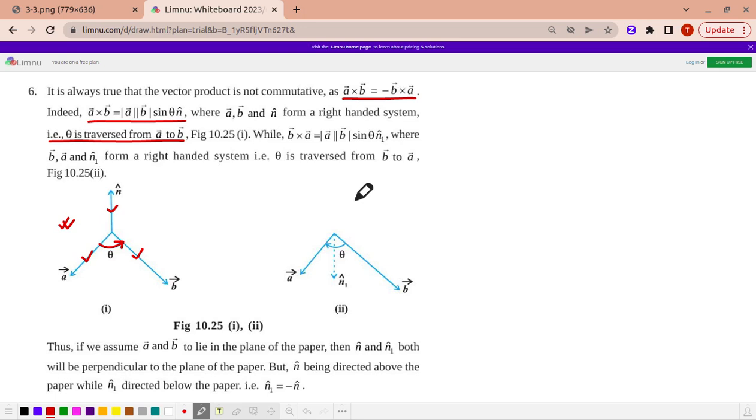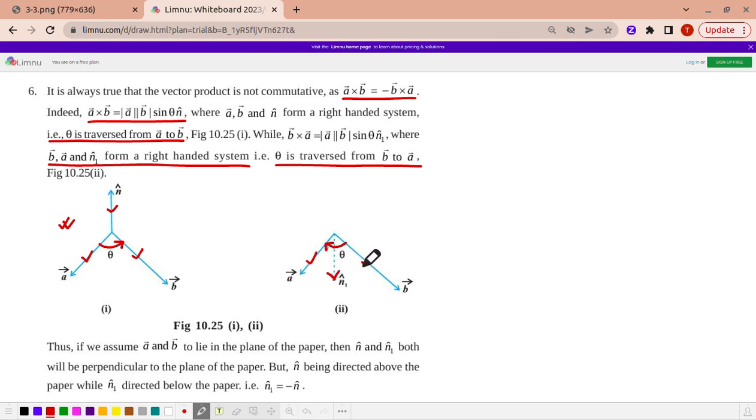Where B vector, A vector and n1 vector form a right handed system. So, here what is the right handed system? And theta is traversed from B towards A. That means theta is traversed from B towards A. Why? Because this is the vector B, this is the vector A, and in that case, to make the vector B, vector A and n1 form a right handed system, n1 should be in the direction towards the down.